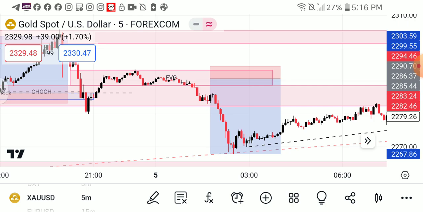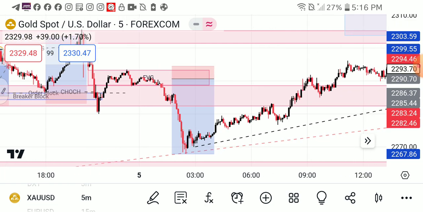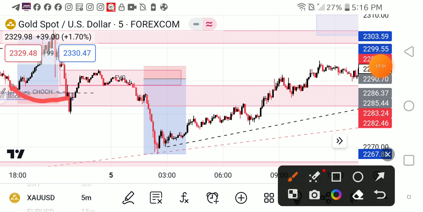Whenever we have a change of character, as what happened at this point, we had a change of character right here. Price closed below our order block. Price moved up into the fair value gap, filled it very efficiently, and dropped, also respecting the trend.